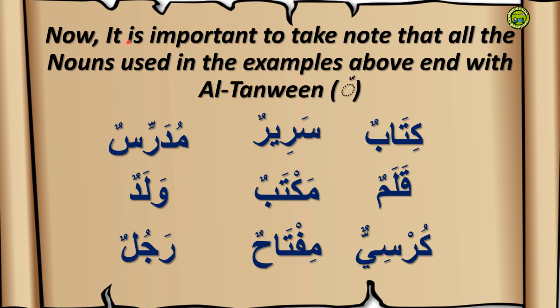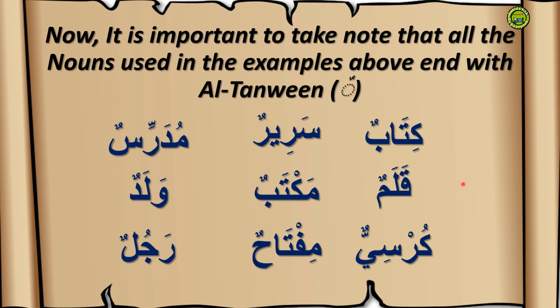Now, it is important to take note that all the nouns used in the examples above end with al-tanween. Let us look at those examples again. Kitabun. Say after me. كتاب. Kitabun means a book. Sarirun. سرير. Sarirun means a bed. Mudarrisun. مدرس. Mudarrisun means a teacher.